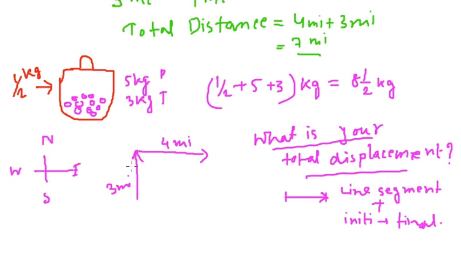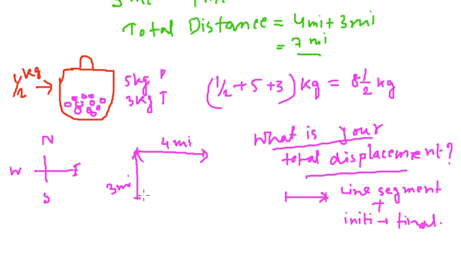So in this case 3 miles towards north is a displacement, isn't it? Because it has a line segment which is 3 miles, and it also has a direction towards north, which is from the initial position towards the final position. Similarly, this is also a displacement where the line segment is 4 miles and its direction is towards east. So this is one displacement and this is another displacement.